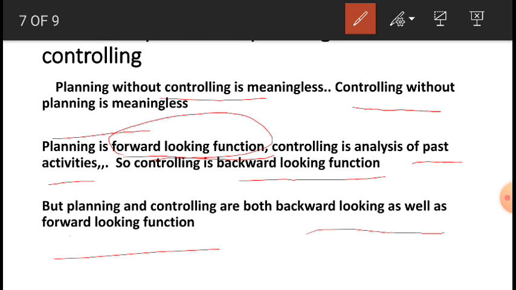Controlling also, you see behind how you performed, but for the future also you are looking, you are taking corrective steps, isn't it? So planning and controlling are both backward looking as well as forward looking. This one conclusion you have to give.